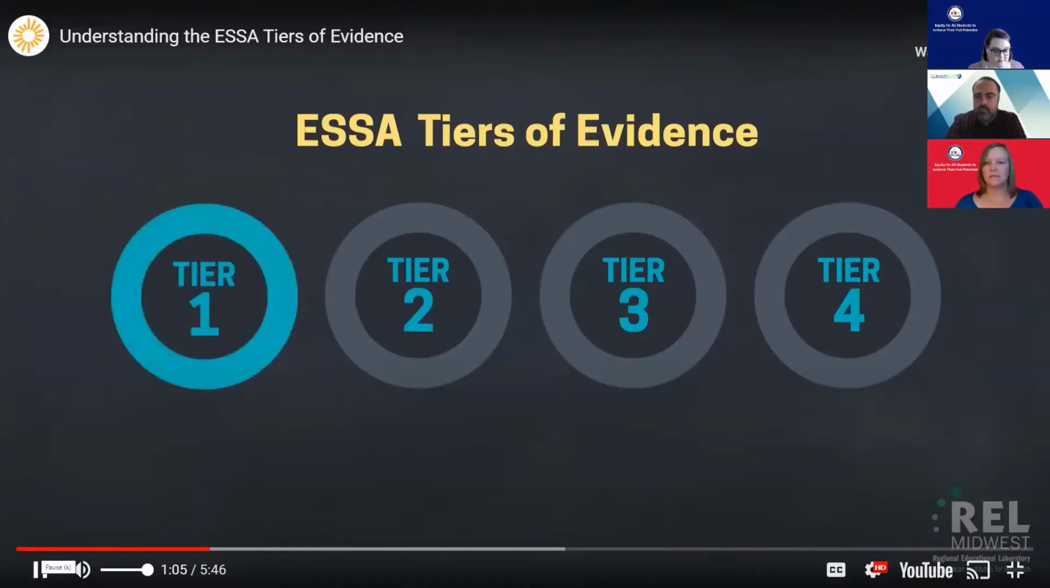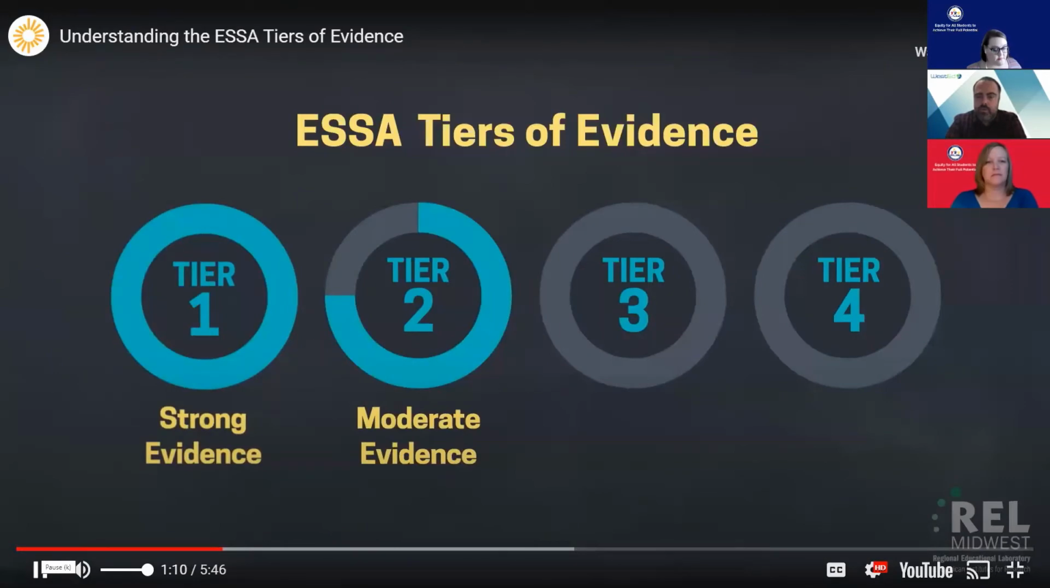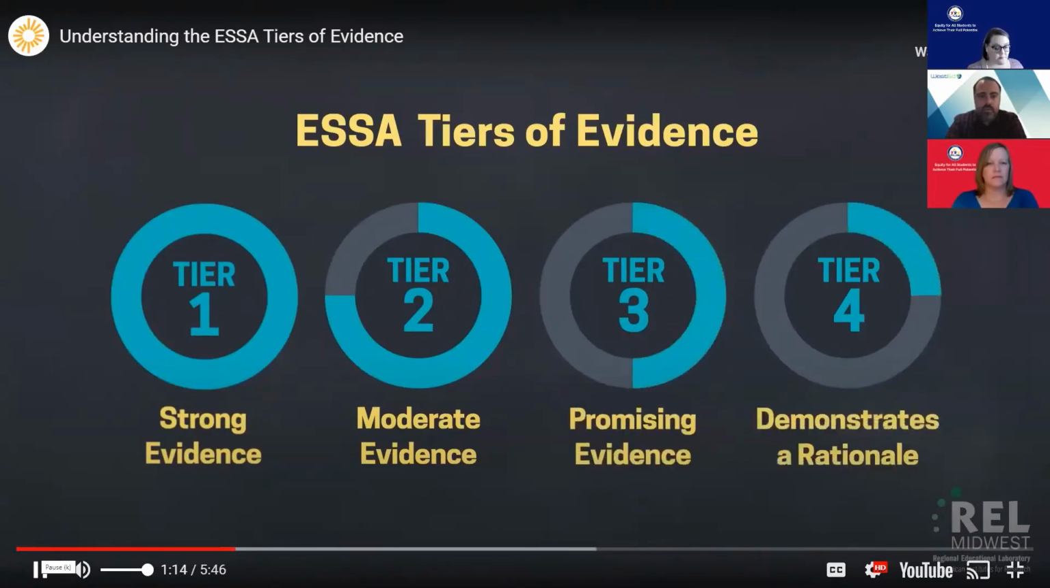Tier 1, strong evidence. Tier 2, moderate evidence. Tier 3, promising evidence. Tier 4, demonstrates a rationale. A further explanation of these tiers and their definitions can be found in the U.S. Department of Education's non-regulatory guidance released in 2016.